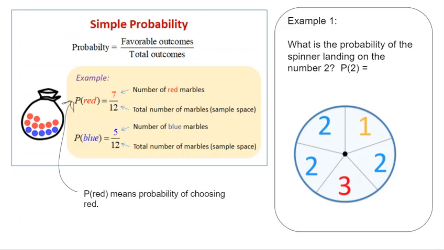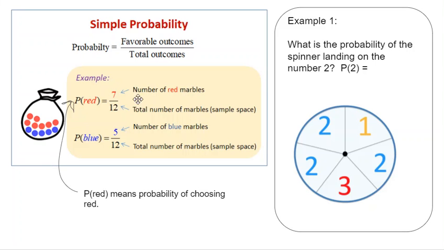Okay, so simple probability is the number of favorable outcomes over the number of total outcomes. So if I wanted to know, looking at this bag of marbles here with red and blue, I know that on your black and white copy, it's hard to tell red from blue, so I tried to make R's for red, and I tried to make B's for blue. If you look at your piece of paper there, it's right there.